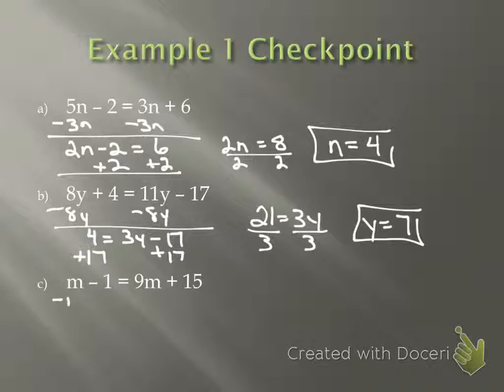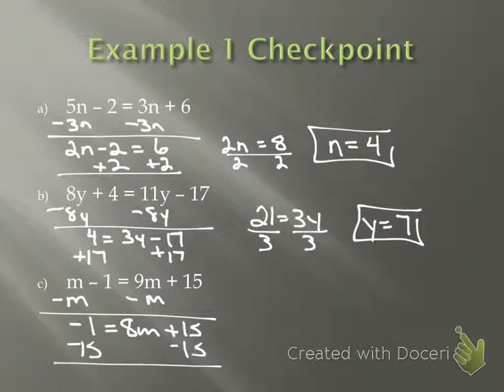All right, so again, I'm choosing the side that has the smaller value for the variable, so I'm going to subtract m. Now, if I'm subtracting m, what do I know is understood in front of the m? It's an understood 1. So if I subtract an m from 9m, what do I get? 8m. Negative 1 equals 8m plus 15. Subtract 15 from both sides. What's negative 1 minus 15? Negative 16. So negative 16 equals 8m, same sign, add and keep. Divide both sides by 8. And m equals negative 2.